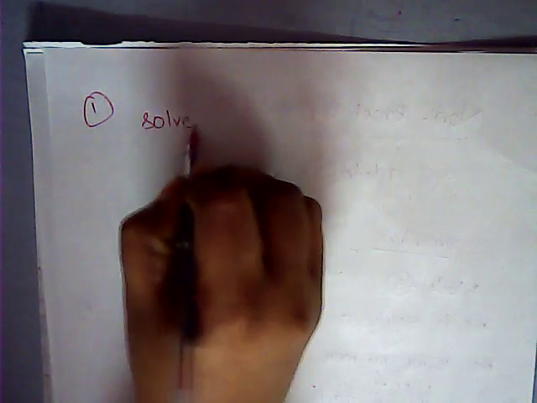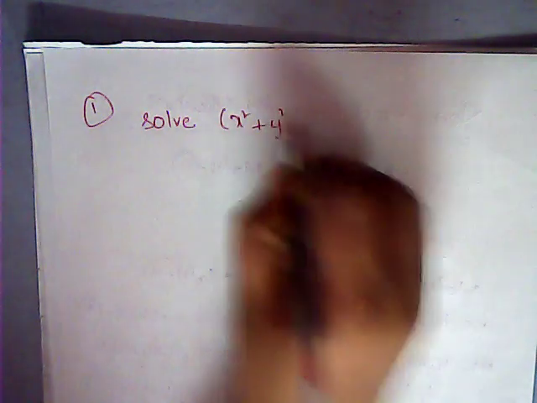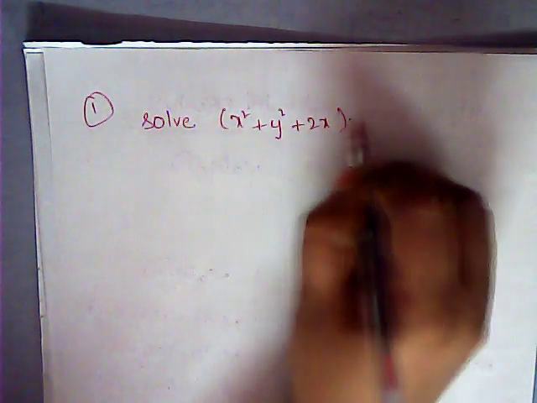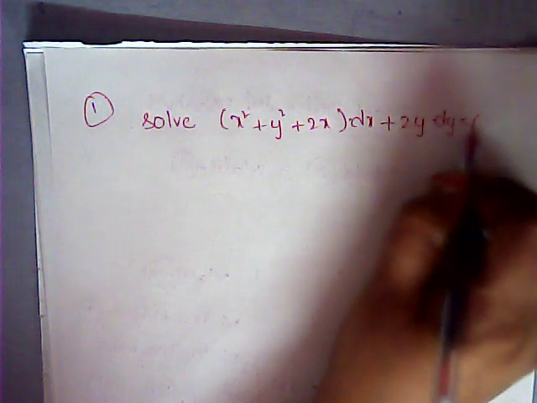Now I will start the problems. Let us see if the question is given to you in this way. Solve x square plus y square plus 2x whole into dx plus 2y into dy is equals to 0.